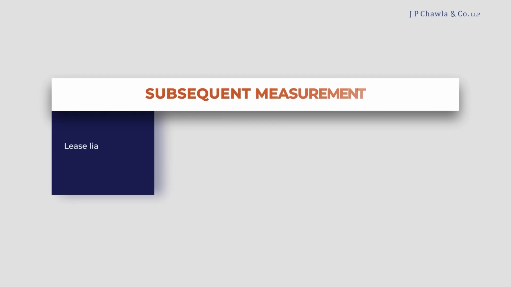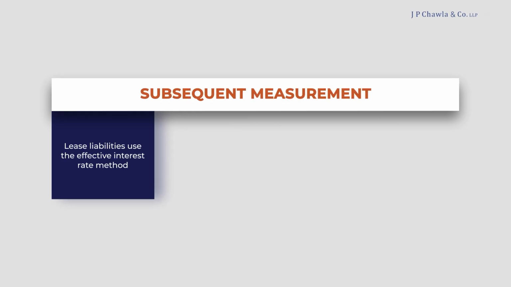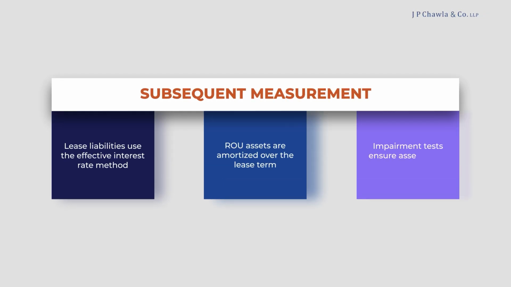Subsequent measurement: the lease liability uses the effective interest rate method. Right-of-use assets are amortized over the lease term. Impairment tests ensure asset values remain realistic.